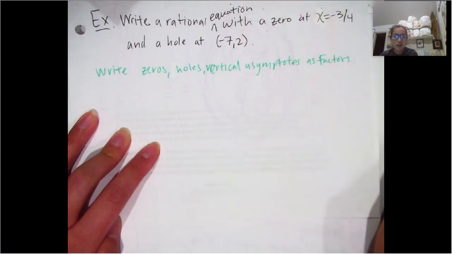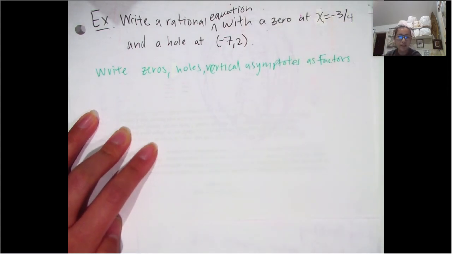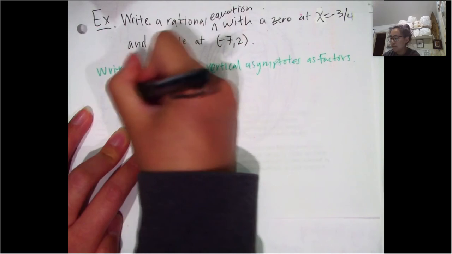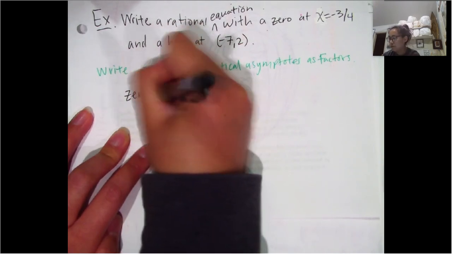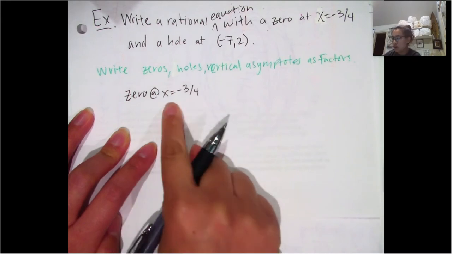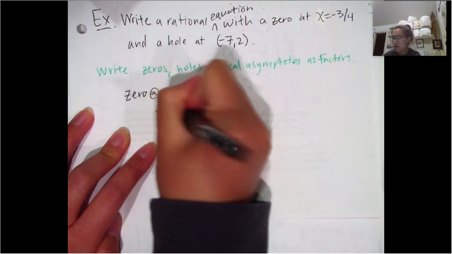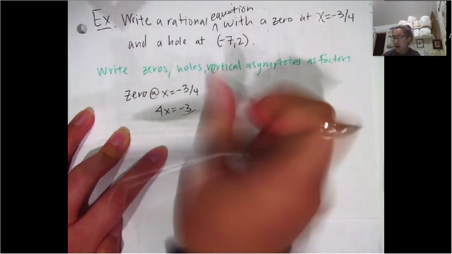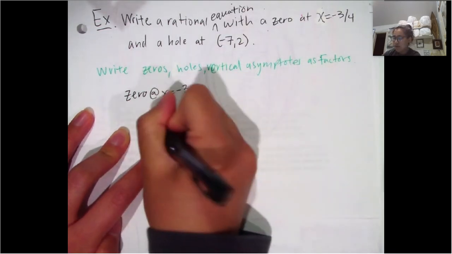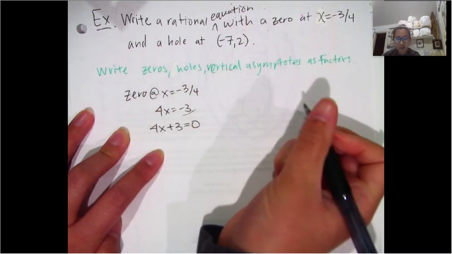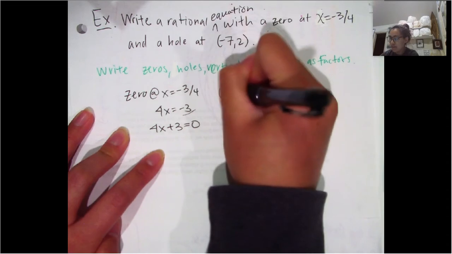So in general, you want to start by writing the zeros, holes, and vertical asymptotes as factors. That way we can insert them straight into the equation. So first of all, we'll start with the 0. Like I said before, we multiply both sides by 4. So we have 4x equals -3. And then you add the 3 to both sides, and then we get 4x plus 3 equals 0. And so this is the 0, which means it goes in the numerator.